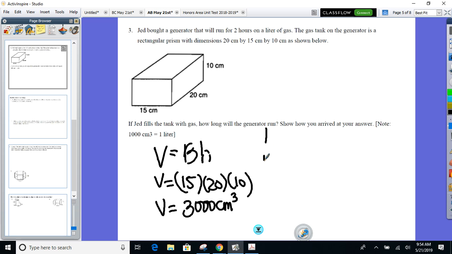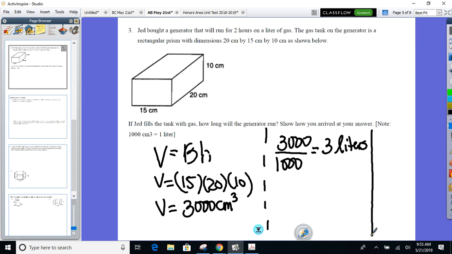All right, guys. So where do we go from here now? I know it has 3,000 cubic centimeters and it runs 2 hours on 1 liter of gas. Is there any way you can find how many liters it can hold? I have 3,000 and every liter is 1,000. Let's take 3,000 divided by 1,000. So this can hold 3 liters.